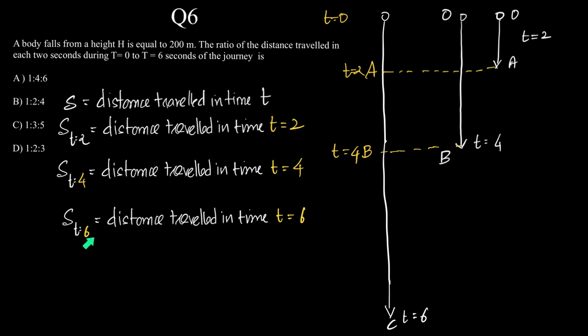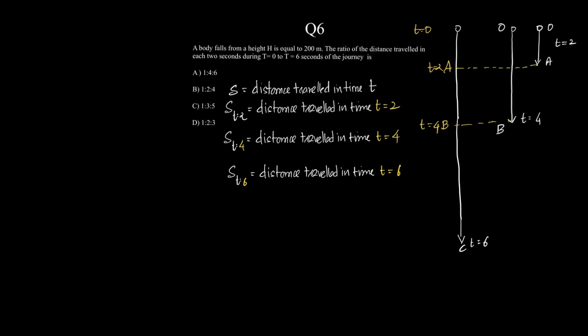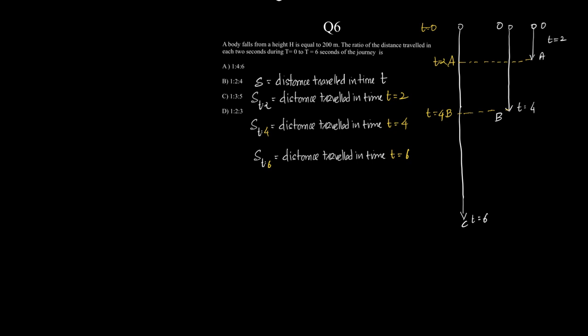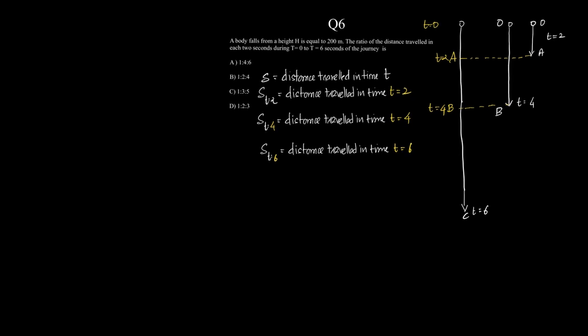Now S at t is equal to 6 implies the distance traveled in time t is equal to 6 seconds, which means the object was initially here. It has traveled this much long. It has traveled the distance OC during t is equal to 6 seconds. Now, let me take you to the mathematical part of this.